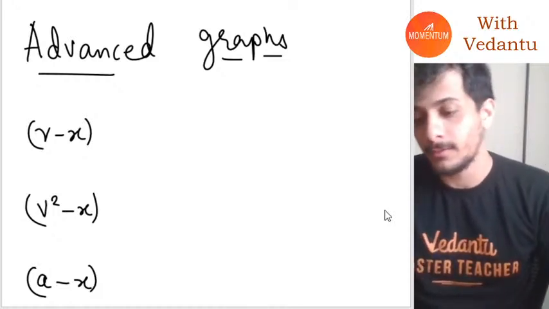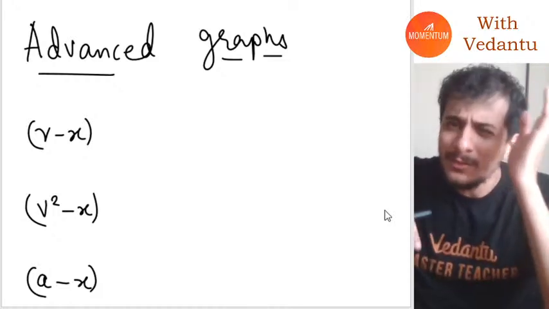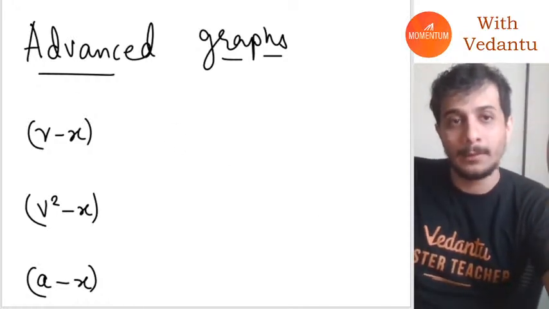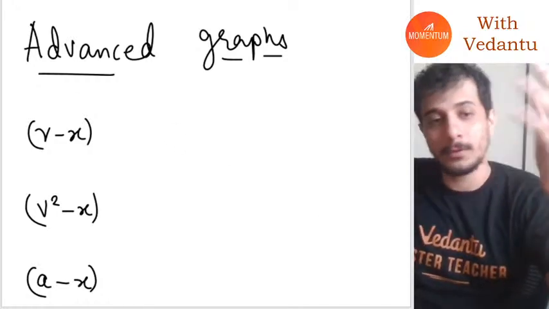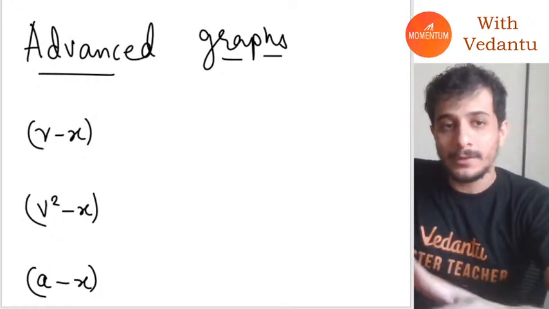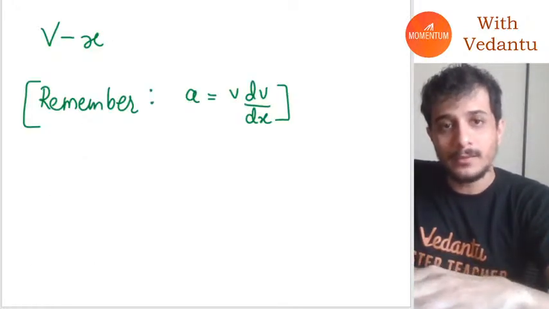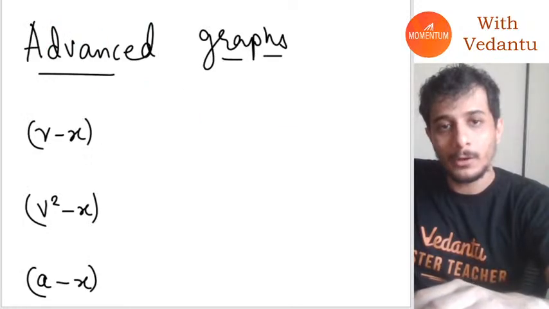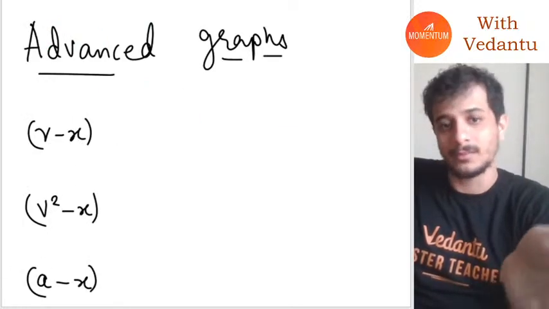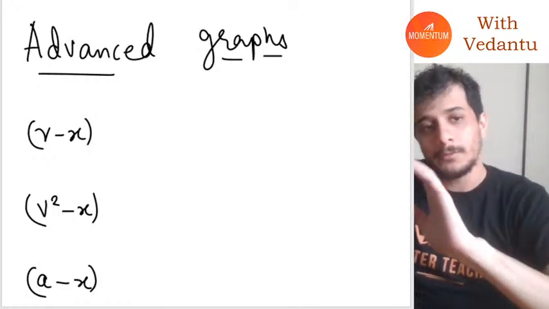Okay. So these are advanced graphs, guys. If you are a NEET student, you probably don't need that, but understanding this will definitely help you better understand your physics. So I would still suggest you stay. What exactly are all these graphs? If you have a velocity versus X graph, it's called V versus X graph. This is V square versus X graph. This is A versus X graph. We'll study all three of them one by one.